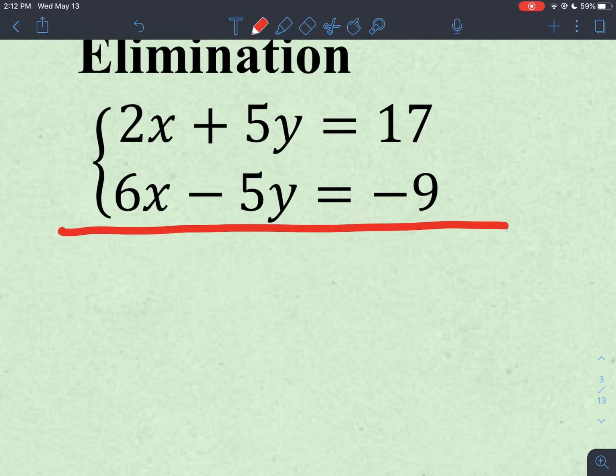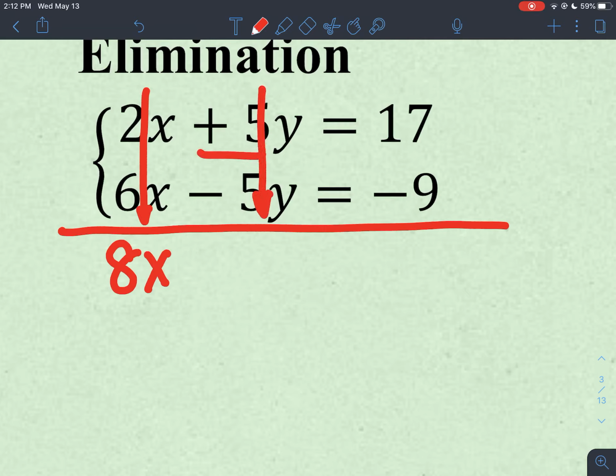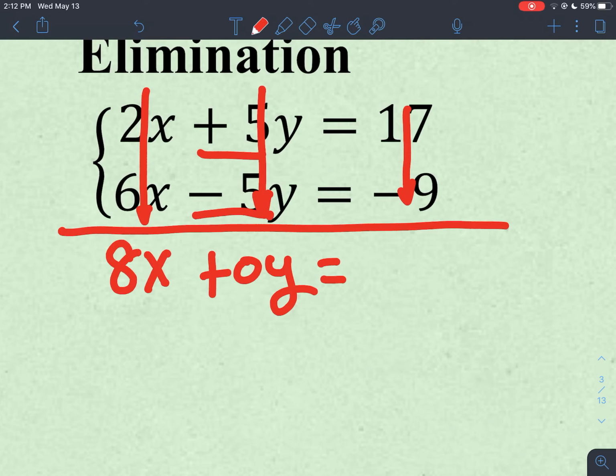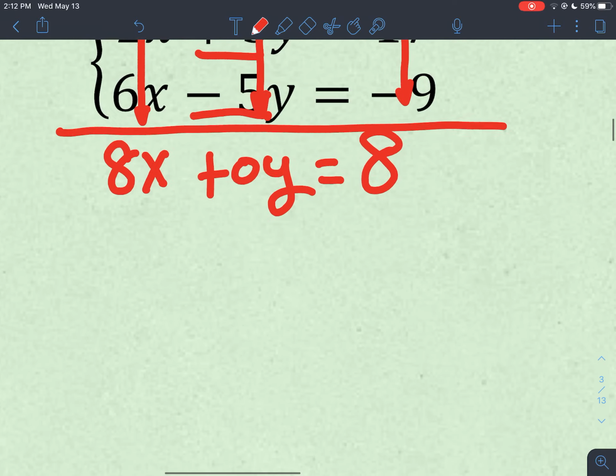So what we're going to do is add down the line. I'm going to say 2x plus 6x is going to be 8x. Now, add down this line. I've got 5y and I've got negative 5y. So that's going to end up being 0y. And then I have equals, 17 minus 9 is going to end up being 8.